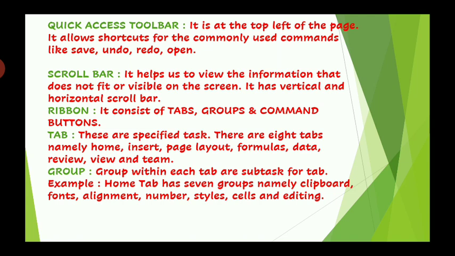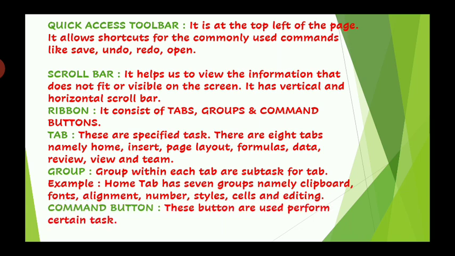Group. Groups within each tab are subtasks for the tab. So when we click on, say, the home tab, we get more subtasks like clipboard, fonts, alignment, number, style, cells, and editing. This is called a group. So under the tab there are some subtasks which are called groups. And the third is command buttons. These buttons are used to perform certain tasks in the form of icons.